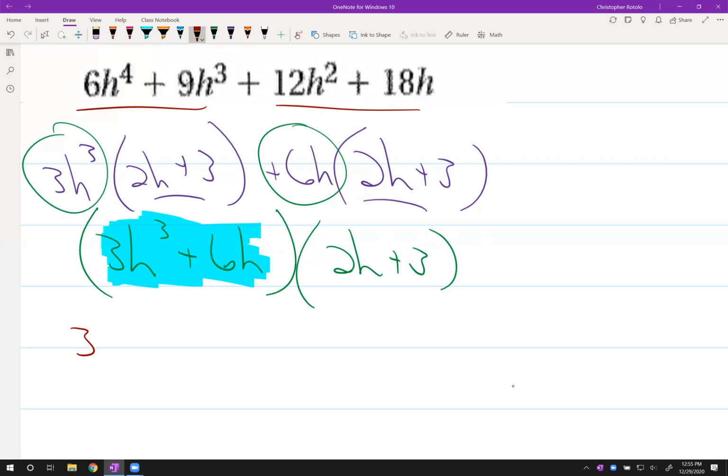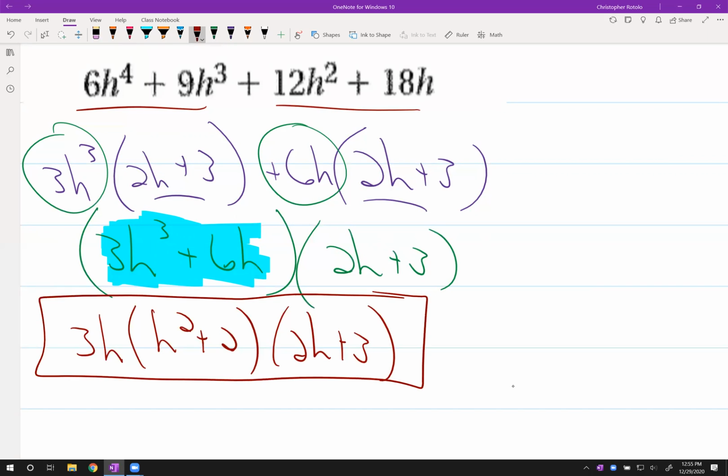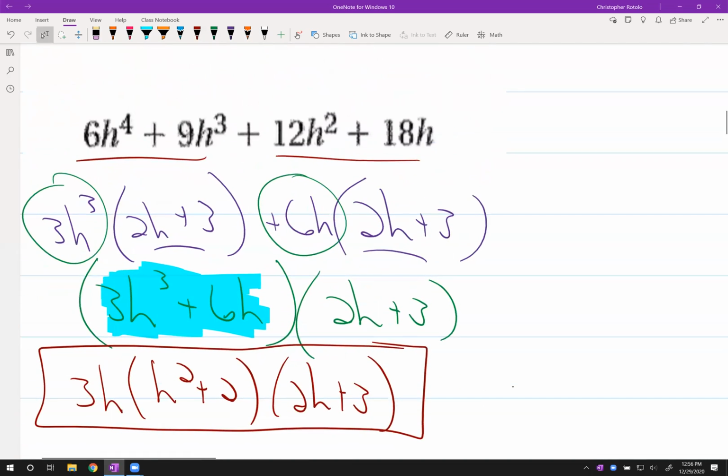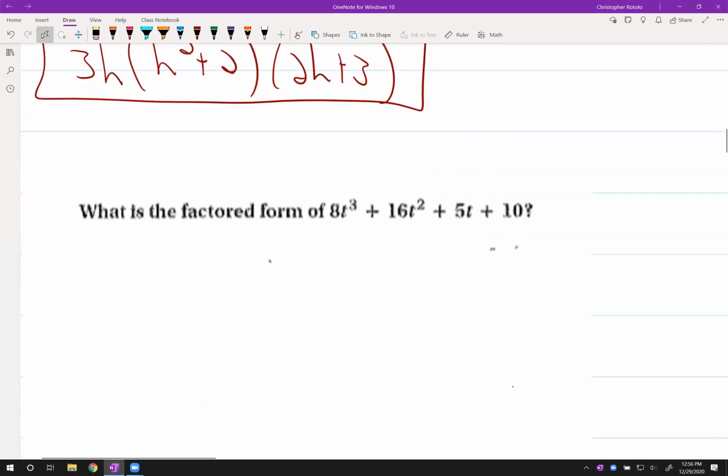3 and 6 are both divisible by 3, and they both have an h. So h squared plus 2, 2h plus 3. So if we're looking for all the factors, this is what we're looking for. Okay, I'm pretty sure this doesn't happen anymore today, but we're going to look for it. Now, I knew that was going to happen in the beginning because they all had at least an h. So some things we can look for. I could have done a GCF of 3h for the whole thing and then gone through the process, but it's not required. Okay, we'll get there either way.